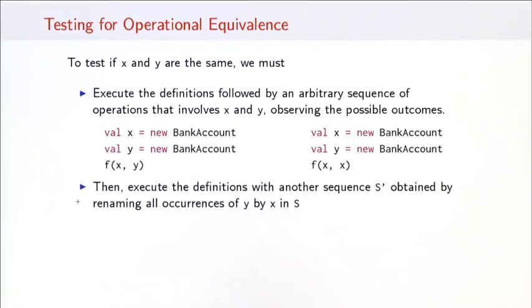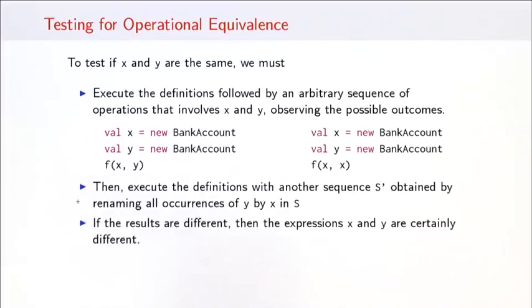Then the second half of the experiment is to run the same sequence of operations on our two bank account definitions, but now we are only allowed to access x. So where previously we would have a sequence that maybe interleaved calls to x and y, now every access to y will be replaced by exactly the same access but to the object x.